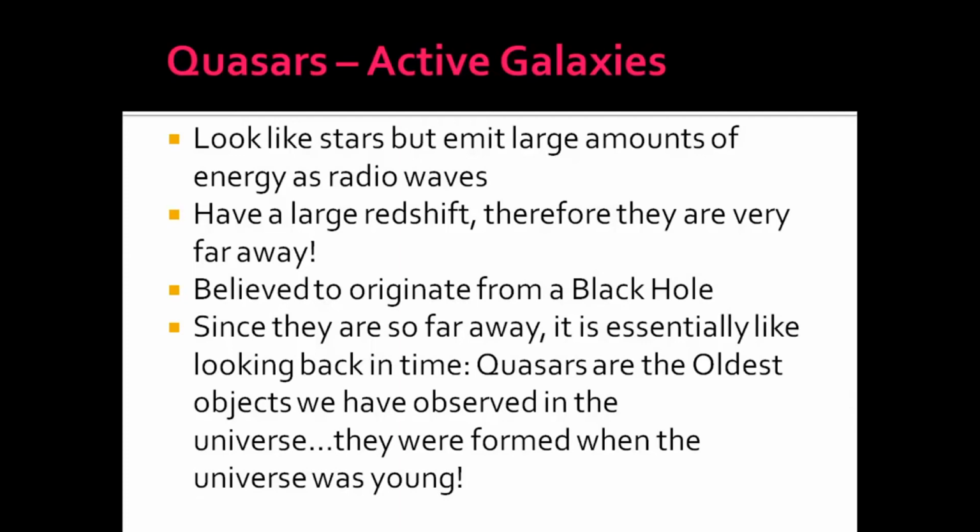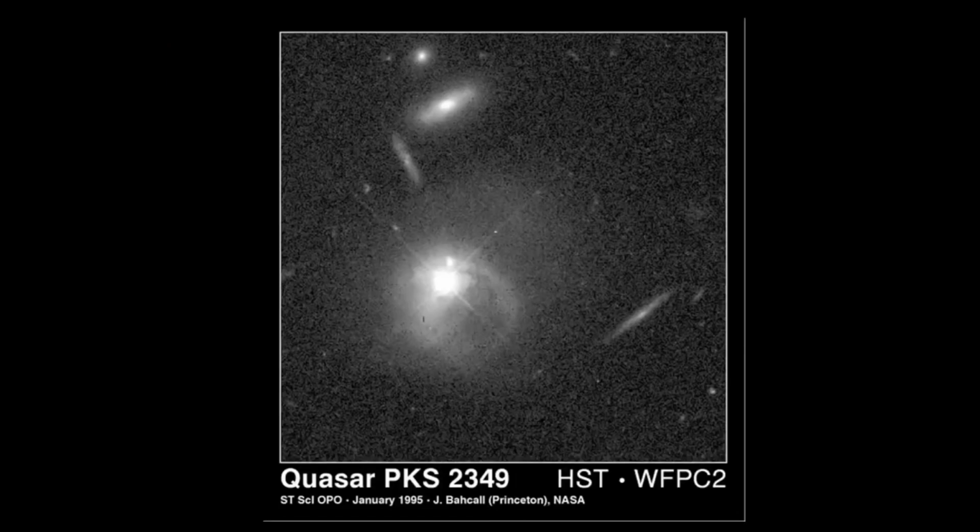So quasars are really the oldest objects we have observed in the universe. Essentially they are objects that were formed when the universe was very young, and their starlight is just now getting to us here on Earth. So it's really exciting to study quasars because we're essentially looking at the young universe. So here's an image of a quasar. Okay, it's a very bright star-like looking object, but it's actually the central region of a very active galaxy, emitting a lot of energy in the infrared and radio and X-ray.